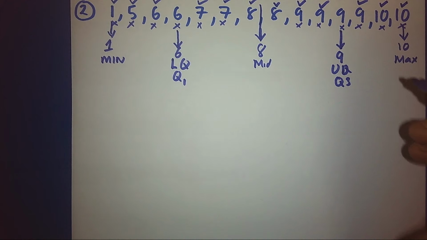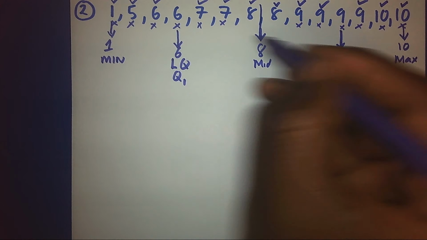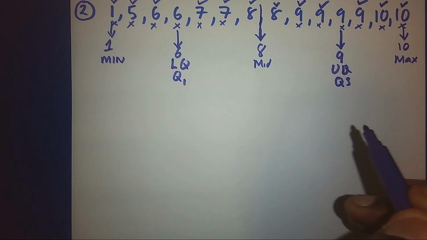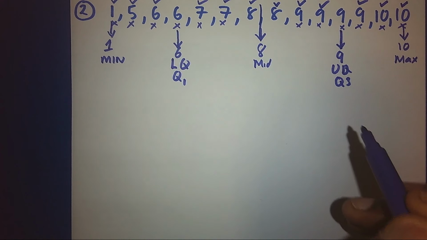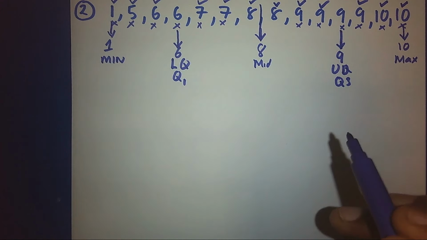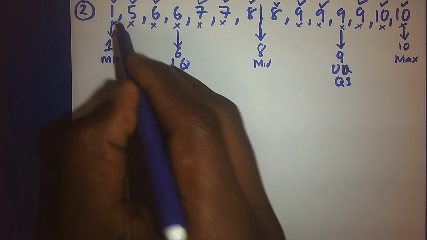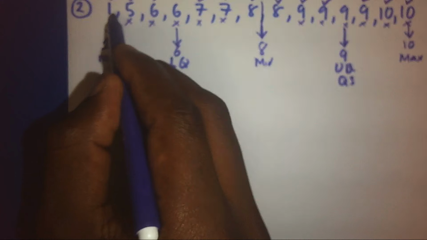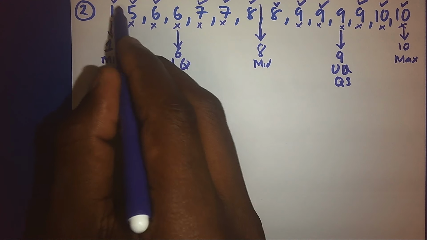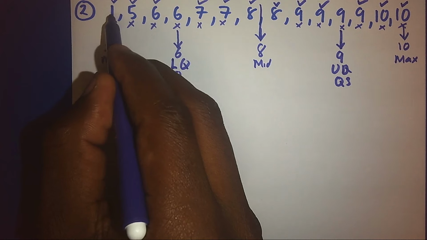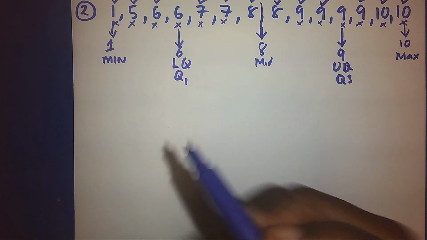Now I have got all my 5 important items for drawing my box and whisker plot. But before I can draw it, I am certain 1 could be an outlier, based on the fact that there is too much data missing between 1 and 5. So first I need to test for my outliers.